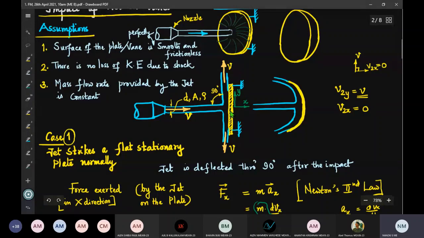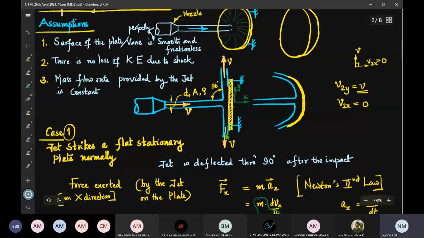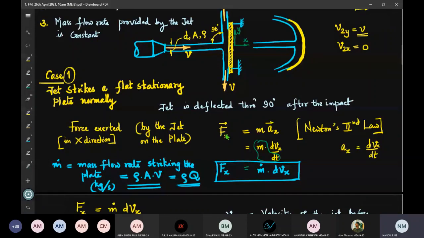If somebody asks you whether the velocity changes after striking, your answer should be yes. The velocity changes, but under this assumption, the magnitude is not changing. Only the direction is changing. Even if the direction changes, there will be a momentum change. Because the fluid jet has a momentum change, it exerts a force by Newton's second law. Okay, so now we'll come back to this.